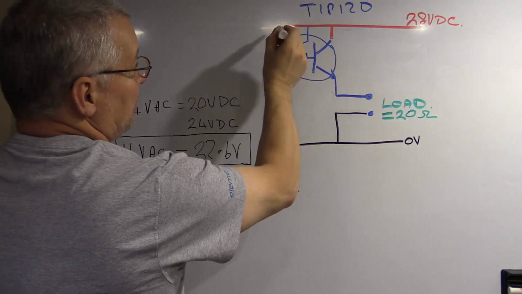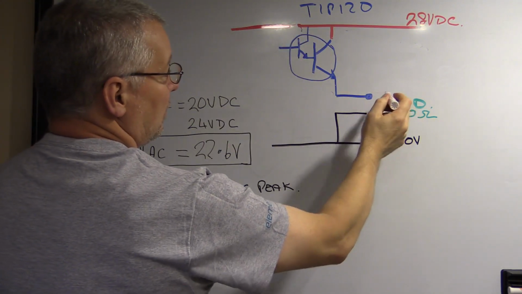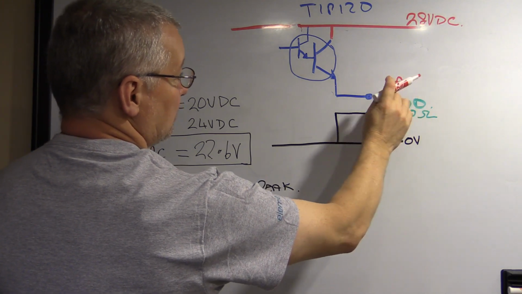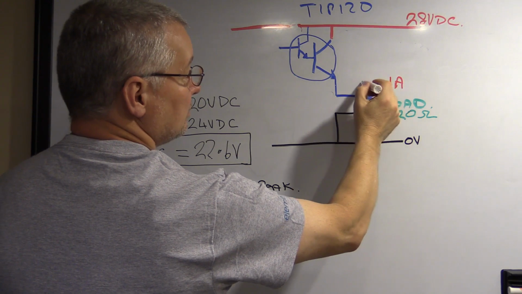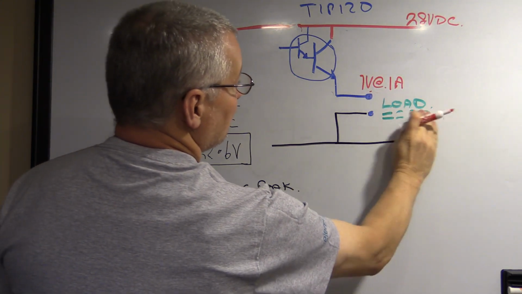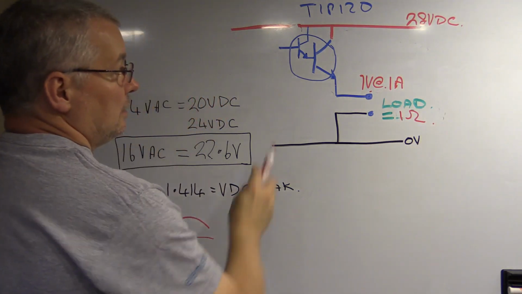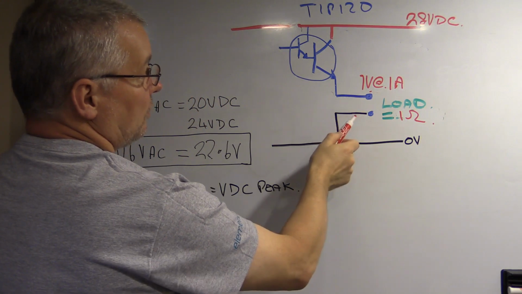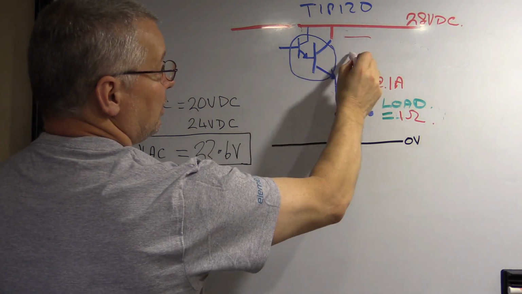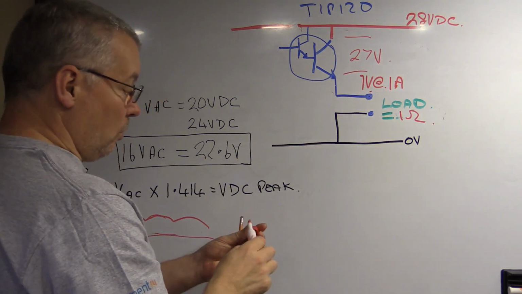So we've got 28 volts up here. If we want to have 1 amp current, and we're setting this to be 1 volt, so that would mean a load of 1 ohm here, all right? Then 1 volt here, you've got 28 volts up here. That means across here, you've got 27 volts. All right, at 1 amp, that's 27 watts.